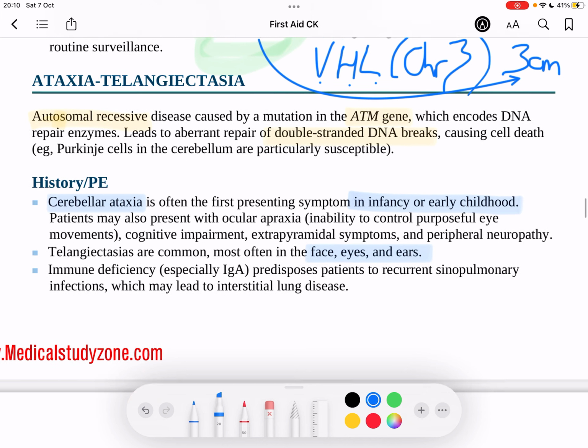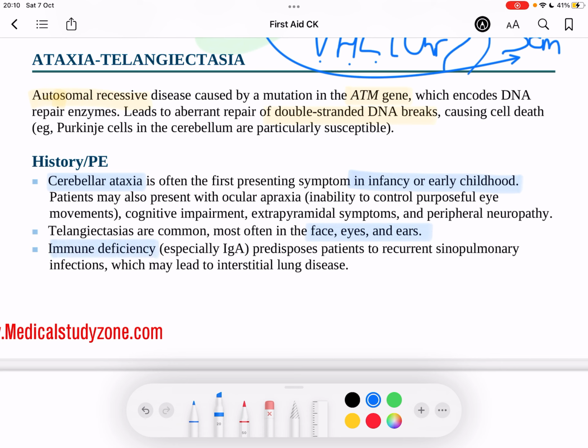And these patients also have an immune deficiency as well. And this is going to predispose the patients to sinopulmonary infections and interstitial lung diseases. And this is very, very high yield. And in fact, when I was first taught at medical school about ataxia-telangiectasia, it was in my immunology module under primary immunodeficiencies.